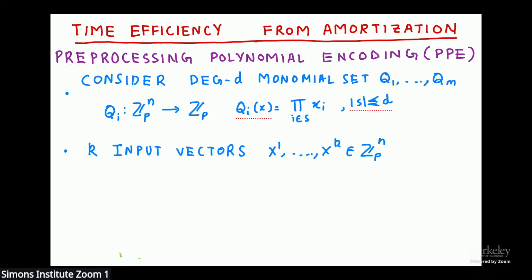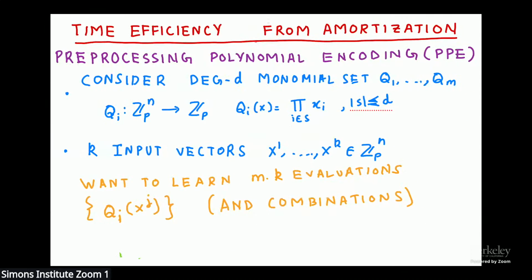So let me tell you the task, and it's really intuitive. In this game, as opposed to working with one input and computing m outputs, I'm going to think of an amortized version of this task. I will have k input vectors as opposed to one, x1 through xk. And I'll be interested in computing m degree d monomials on all of those k inputs. So in particular, I'm interested in computing m times k monomials as opposed to m, because there are k inputs and m monomials.